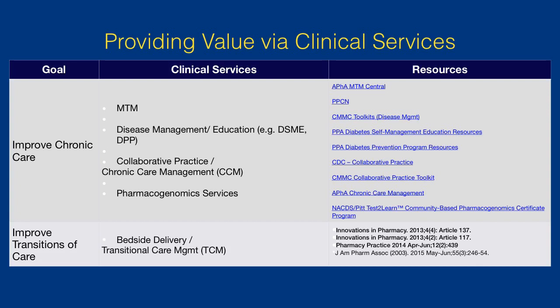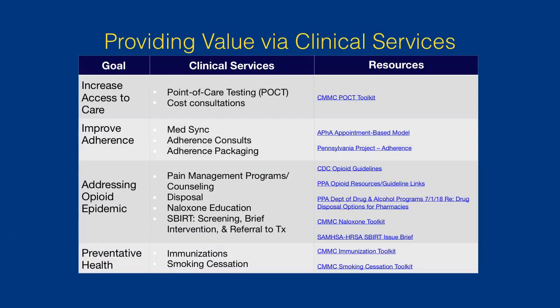And so you can play a role in chronic care management. You may do that by pharmacogenomics. You can do that with collaborative practice agreement. You could do that by diabetes education. You may look at getting into a business where you're improving transition of care. You may offer a bedside delivery program. You may partner with physicians to do transitional care management.